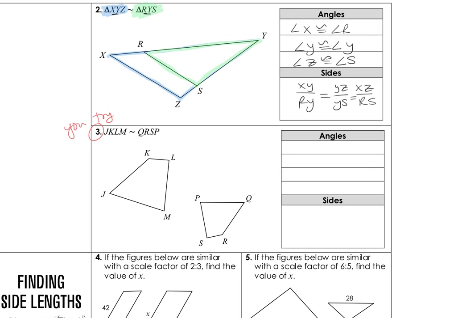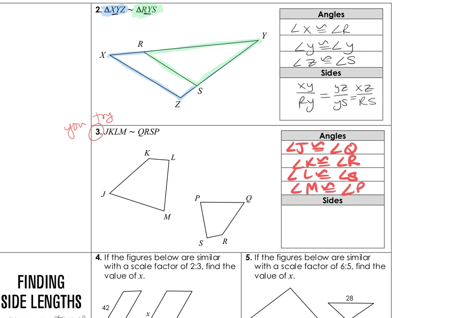In this one, I'm going to go ahead and set up my angles together. I've got angle J is congruent to angle Q. Angle K is congruent to angle R. Angle L is congruent to angle S. And finally, angle M is going to be congruent to angle P.